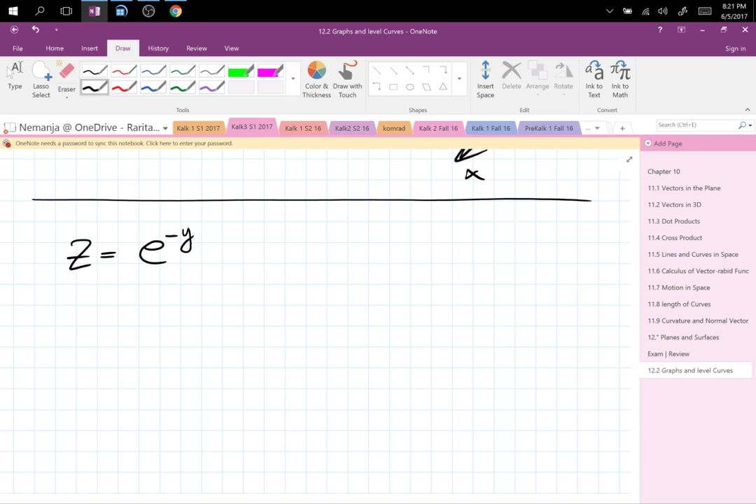For z equals 0, e to the negative y equals 0. Then y equals negative ln 0, which can't be a thing.